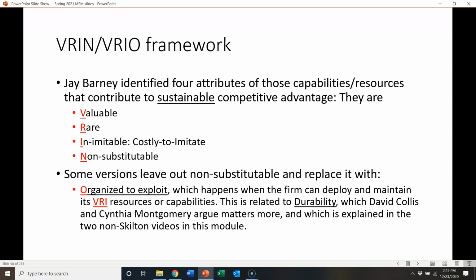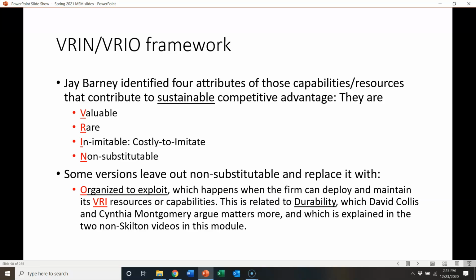Over the years, some scholars have taken out the non-substitutable part, said that's part of costly to imitate, and put in organized to exploit, because you can have a valuable, rare, and hard to imitate capability, but be unable to deploy it, be unable to get it where it needs to be, to deliver it to the people who need it, for instance. So you do have to be able to use the resources and capabilities you have, or at least get them to the customer.